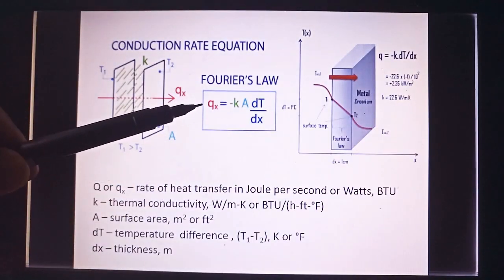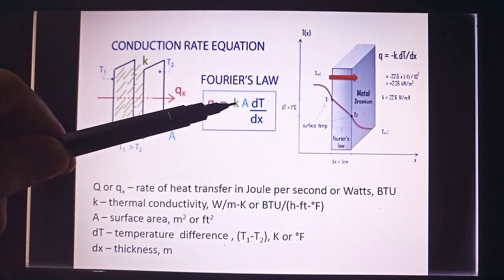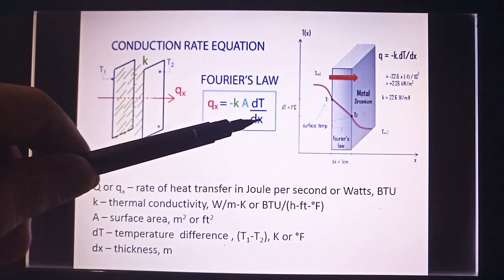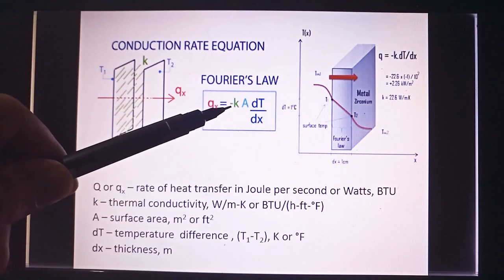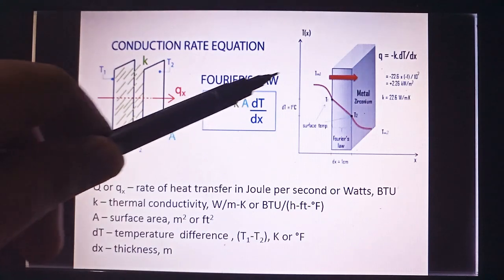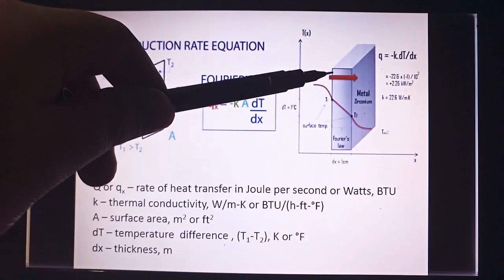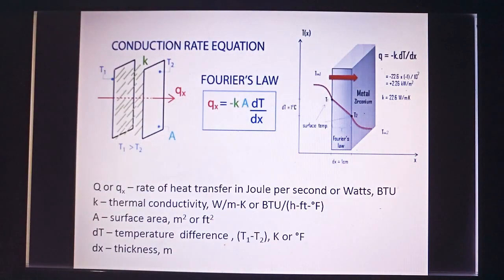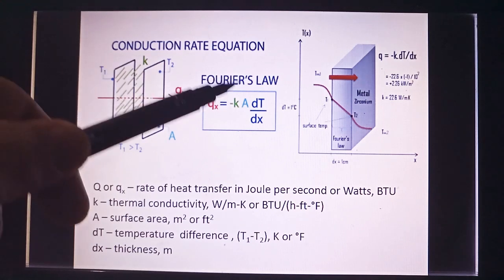So again, Q equals negative K A delta T over delta X. Now, why is it that this one is negative? This is negative because heat is being transferred from a higher temperature to a lower temperature. Or in other words, heat is being absorbed. So that is why we have here the negative.